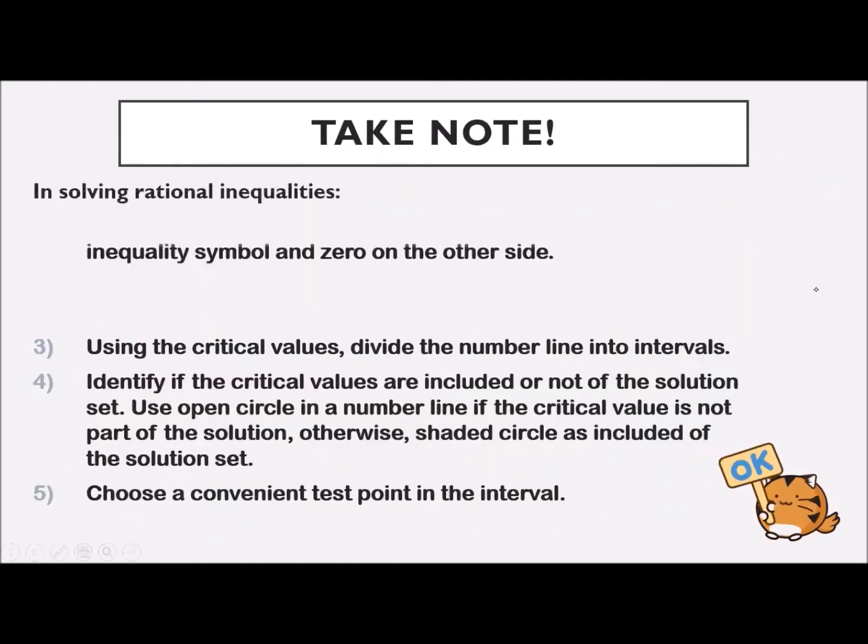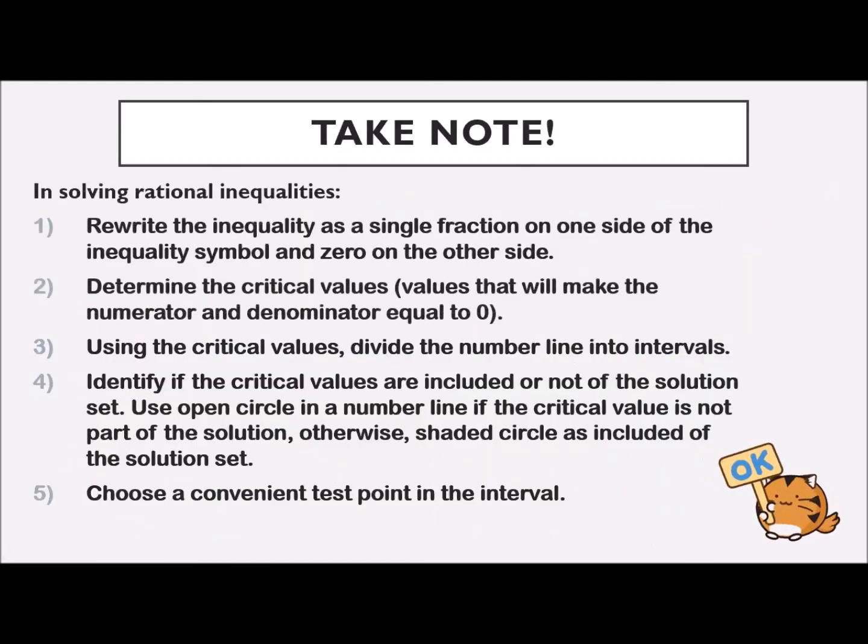To sum it up, number 1, we need to rewrite inequality as a single fraction. Kaya nga nire-rewrite natin, tinatransform natin siya on one side of the inequality, and then the other side should be 0. And then we need to get the critical values. Saan siya makukuha? Kunin sa numerator at sa denominator, equate it to 0 para makuha natin yung mga values ng x. Gamit ang critical values, we're going to divide the number line para makita natin yung mga parts. Kaya nga tayo nakakuha ng part A, B, and C, and so on.